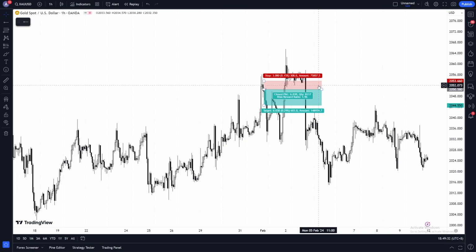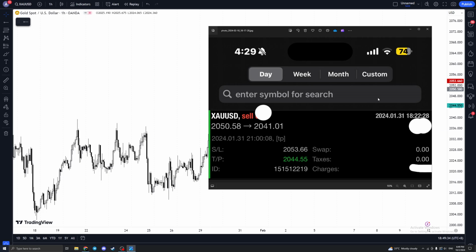So unfortunately, guys, I don't have a screenshot for you today, but I do have proof of execution still. Okay. So you can see that I've entered at 2050.58. All right. I have my stop loss at 2053.66, and I've taken my profit at 2044.55. Okay. So this is the closest I could get. I did not have time to screenshot my trade. It hit my TP. I set my TP.